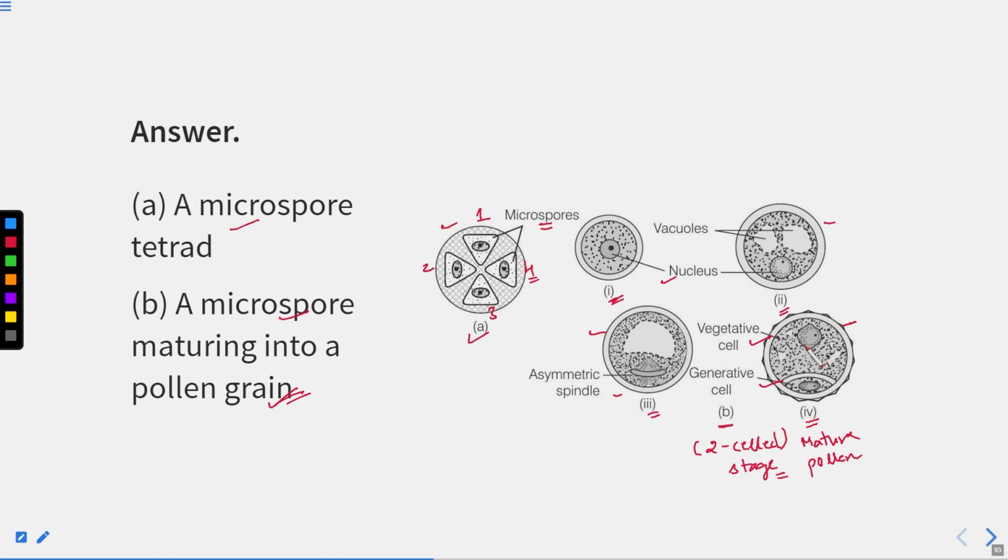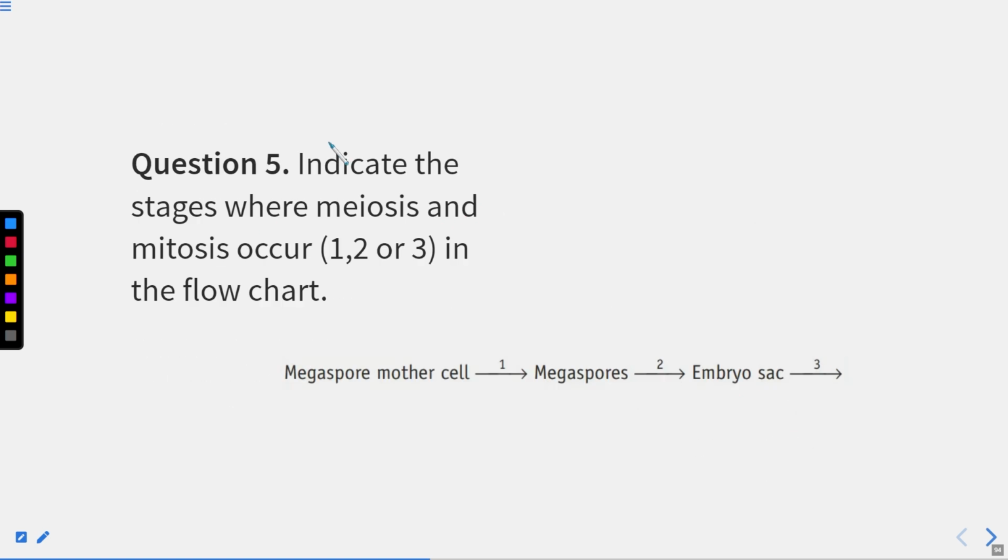Sometimes, in some plant species, the pollens are released at the 3-cell stage, where the generative cell will further divide and form the 2 male gametes. That is known as the 3-cell stage. Alright, this is clear. Okay, let's start with question number 5.